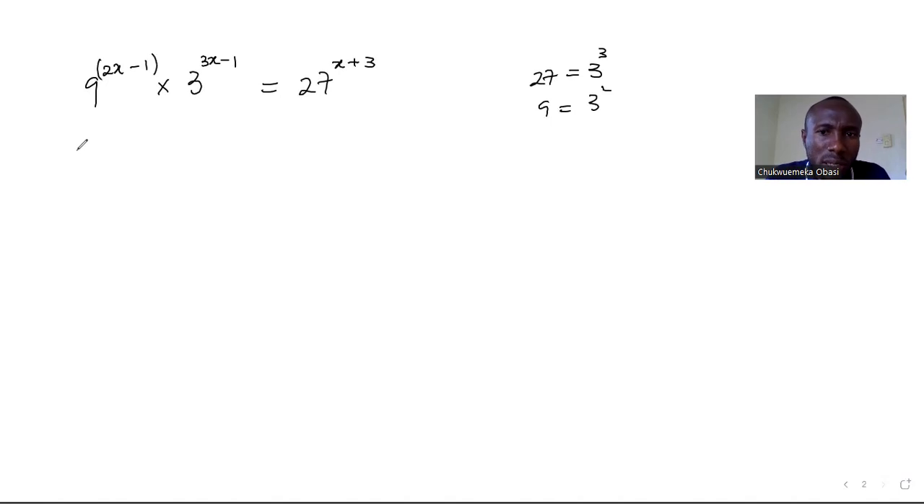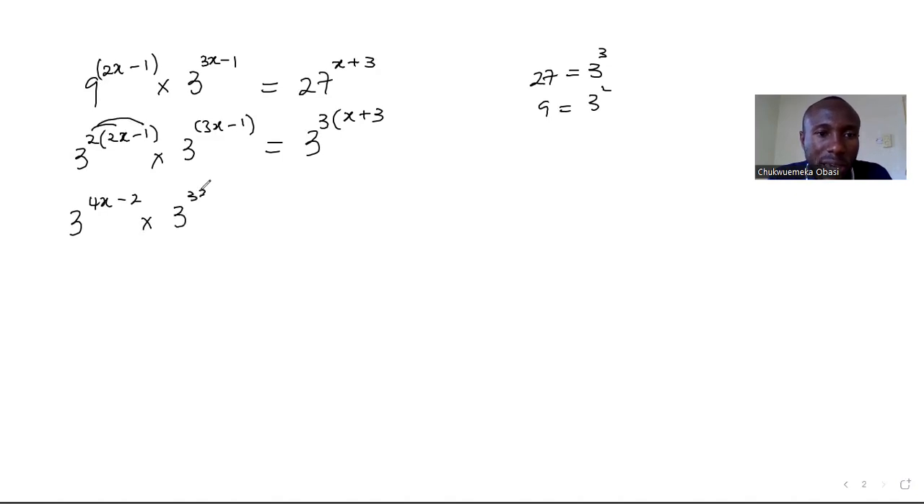So you have now 9 will be 3 to the 2, all to the 2x minus 1. Then times 3 to the 3x minus 1. And 27 should be 3 to the 3, then all to the x plus 3, right? Now go ahead and distribute all these. So you have 3 to the 4x minus 2, that is 2 times 2x, 2 times minus 1. Then times 3 to the 3x minus 1. I like to put them in brackets because the next step is going to help me out. So here will be 3 to the 3x plus 9, right?